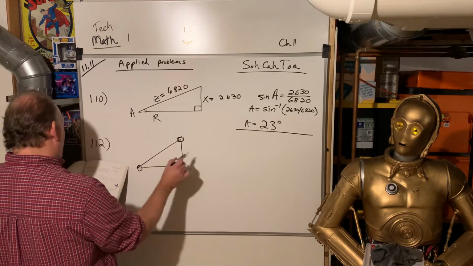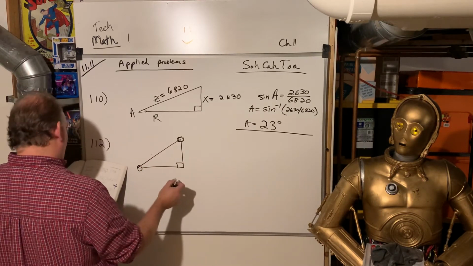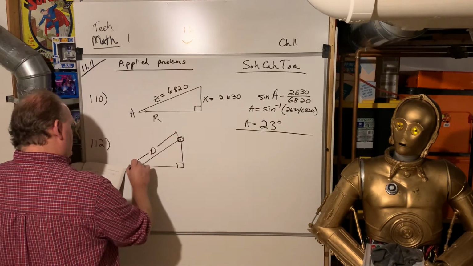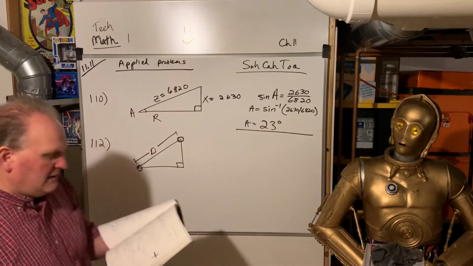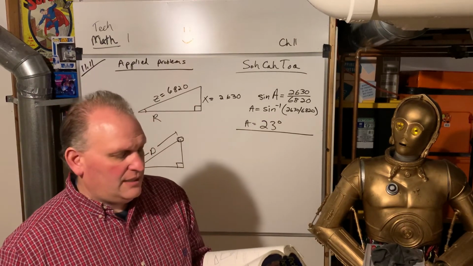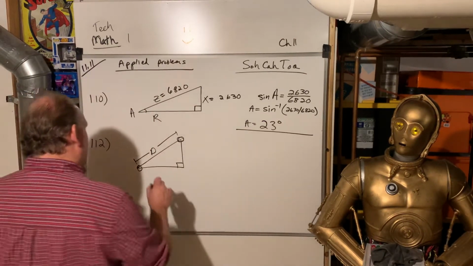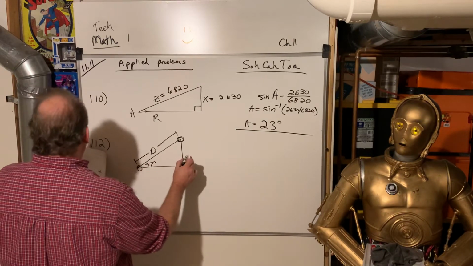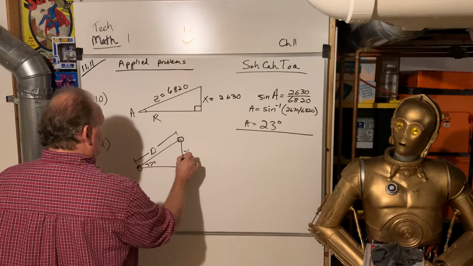Oh, they gave it a capital. We usually give the angles capitals. Gives me a little bit of a rash there. D. All right. So, and we know this is 37 degrees. And we know this is 2 inches.